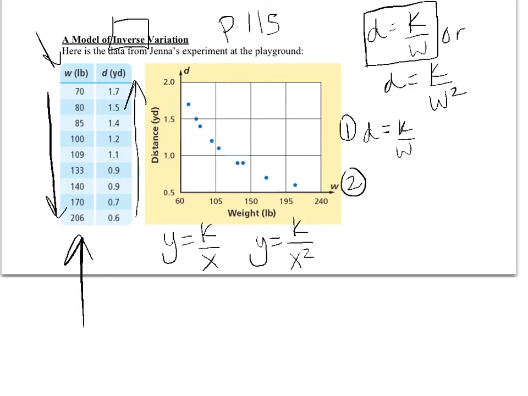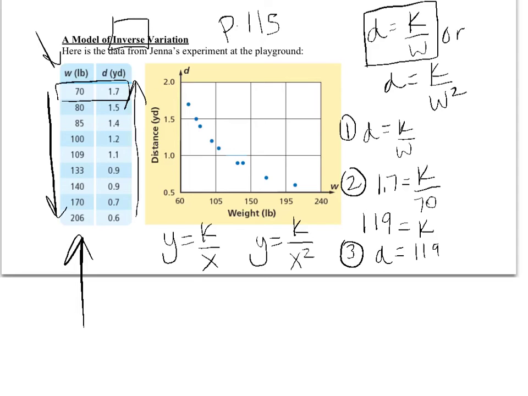So we're going to pick 2 points. We'll use the first two, just for easiness, 70 and 1.7. So d is 1.7. Make sure you put them in the right spot. And w is 70. Let's solve for k. We multiply 1.7 by 70. Okay, k equals 119. So in step 3, I'm going to rewrite it. D equals 119 over w.